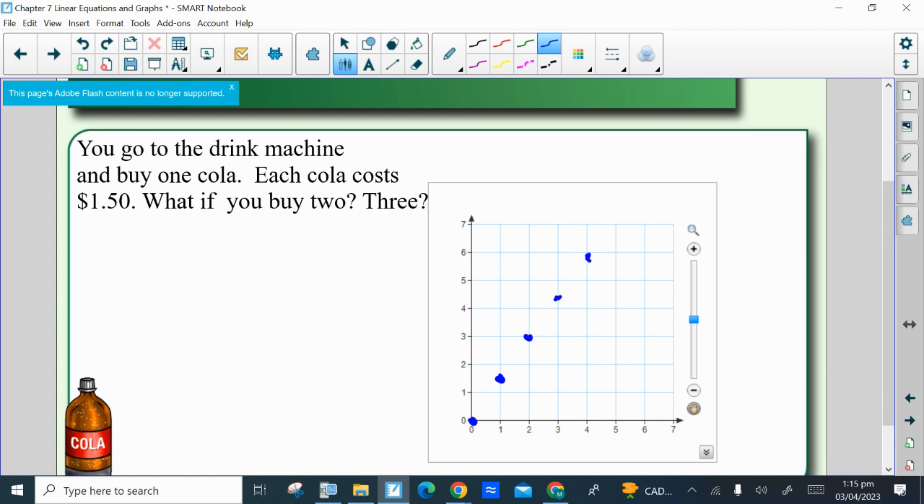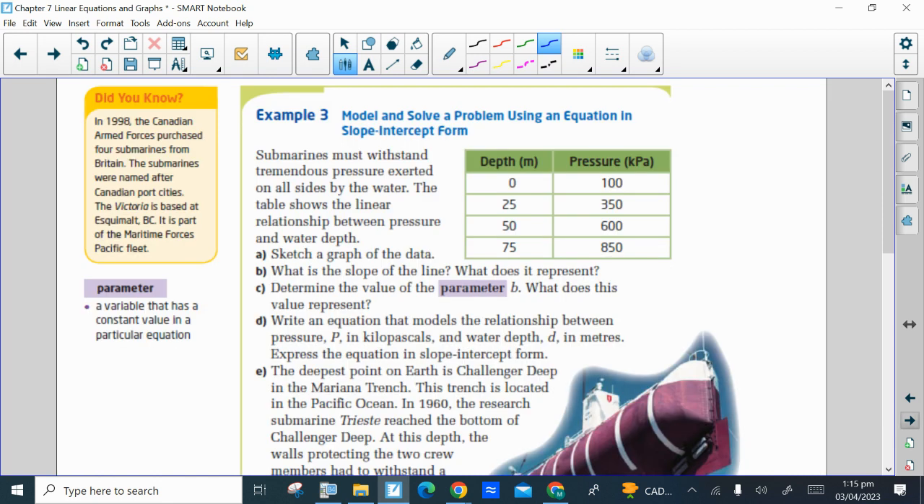So it forms a linear relation. But this is not continuous data because you cannot buy half of a cola. So therefore, we should not join the points with a line because the data is not continuous. It is a linear pattern, but not a linear relation.